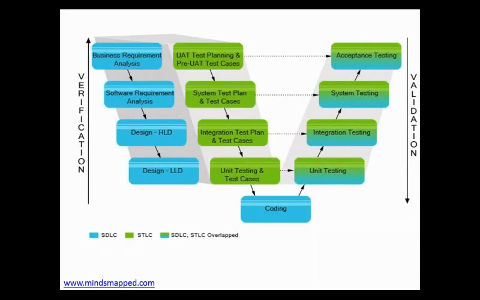So what do we mean by UAT? User acceptance testing: we are checking whether this software is acceptable or not. First we need to create a document for that. Once we have created the user acceptance document, we create the system test plan and test cases. Then once we have created the system test cases, we create the integration test cases. Once we have created the integration test cases, we create the unit test cases. Once coding is done, after that we do the unit testing.